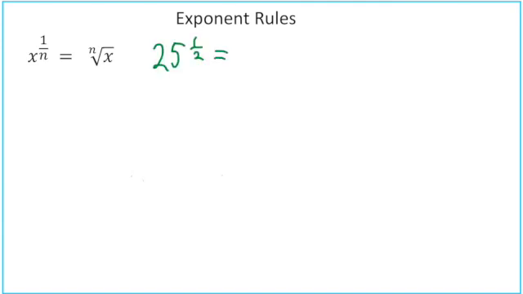25 to the 1/2 power could be rewritten as the second root of 25. Now, when you first dealt with the second root of 25, you didn't see it that way. You simply had the square root of 25. So now you know that square root of 25 could also be called 25 to the 1/2 power, or my personal favorite, radical 25.